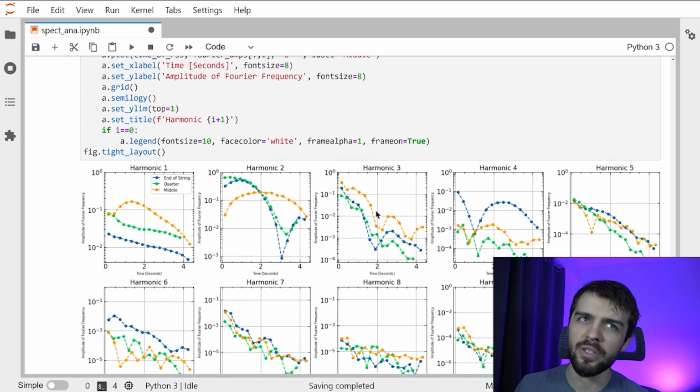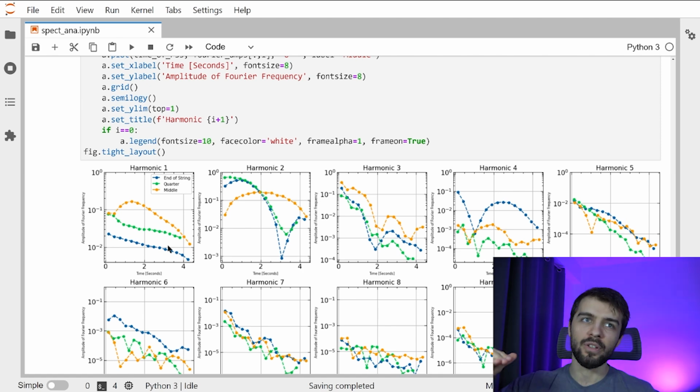So let's take a close look at what's going on here. Blue is the end of the string, green is the quarter, and orange is the middle. When I pluck in the middle, actually there's not a whole lot of magnitude in the first harmonic, but it quickly grows and then it decays here. There's slightly less in the quarter, and then there's even less in the end of the string. And that's because, of course, I'm giving less energy to that first harmonic when I pluck farther and farther to the end of the string.